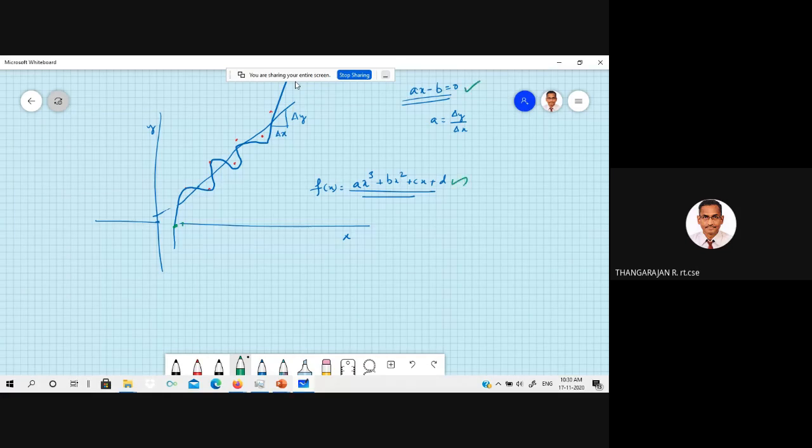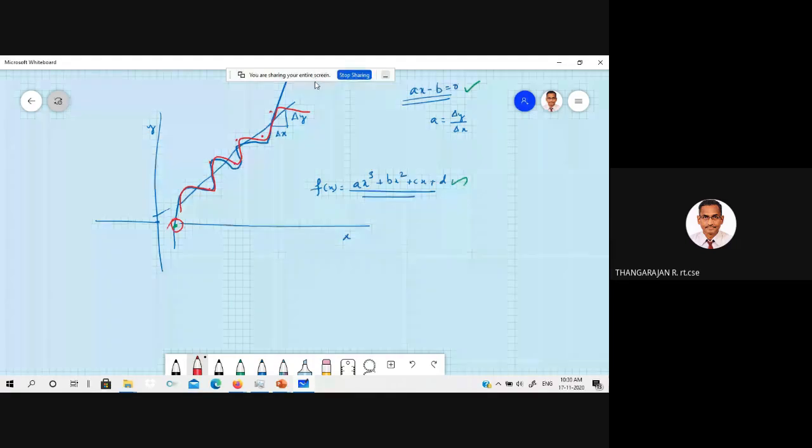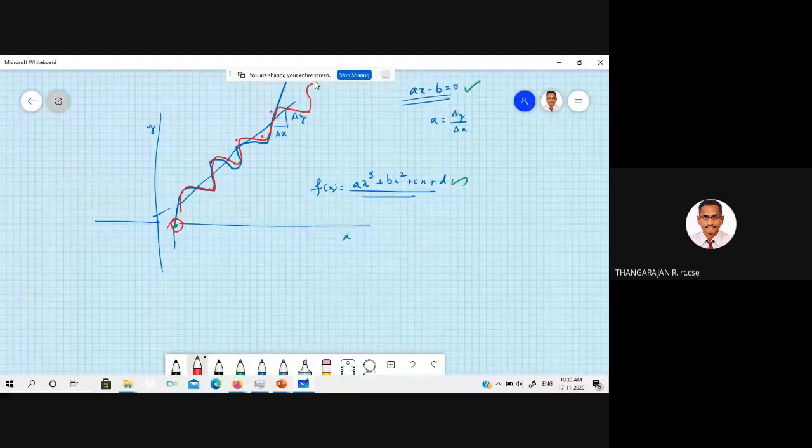Suppose in future you may have another function. It could be a simple sine wave. So that could be another function. So we do not know what the function is. That's the problem with machine learning. The function is a black box, but we have to guess the right function.